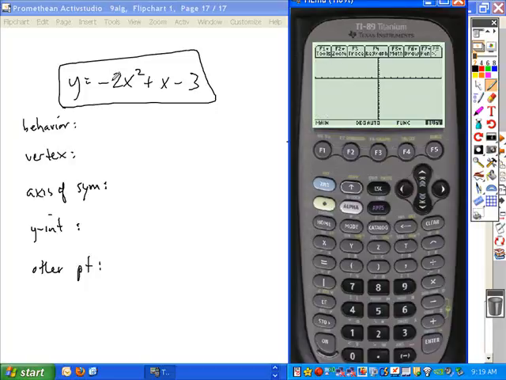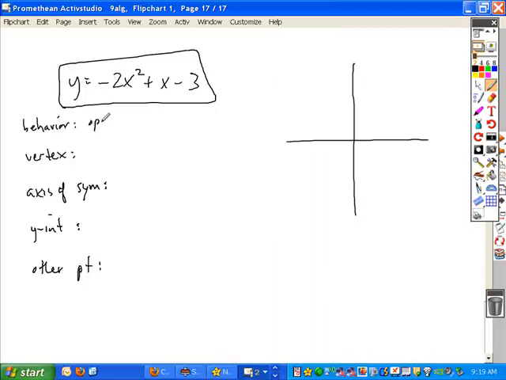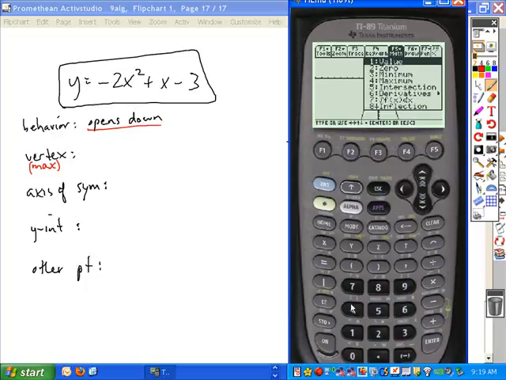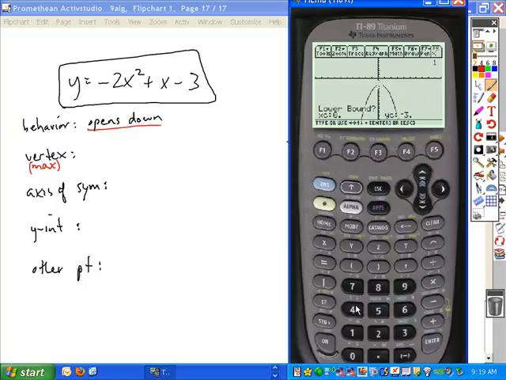Okay, so it's a negative, so it's going to open down, which means our vertex is going to be a maximum. So when we look at our graph, I don't need to change the window settings from what I had last time because I can see everything about the graph here. So let's find this vertex. The vertex, hit F5, we know is going to be a maximum point. It's the highest point of our graph.